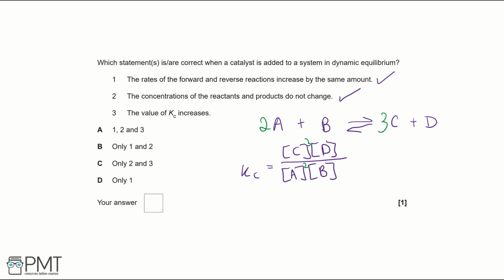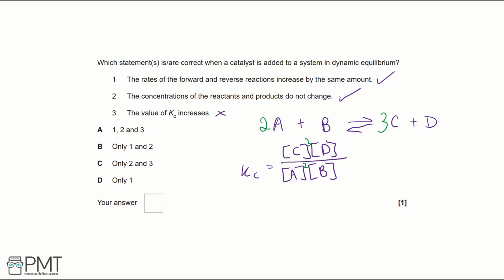So Kc won't increase, because for it to increase, you would need more of C and D, so you need a higher concentration of your products. But because they don't change, it's not going to increase, and therefore this is incorrect.